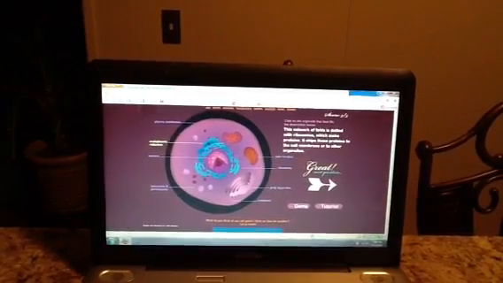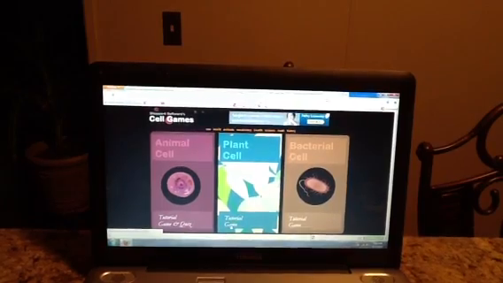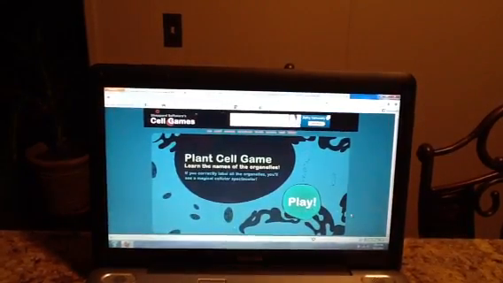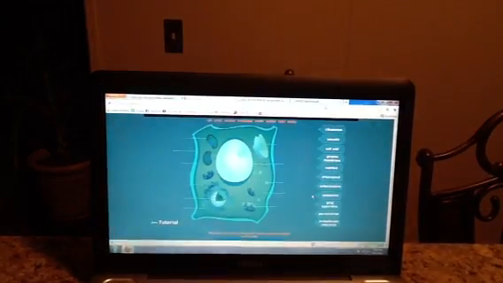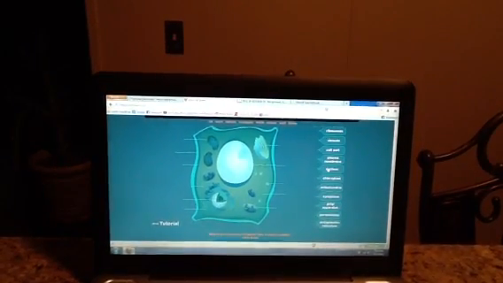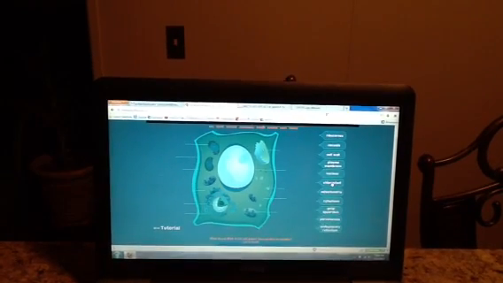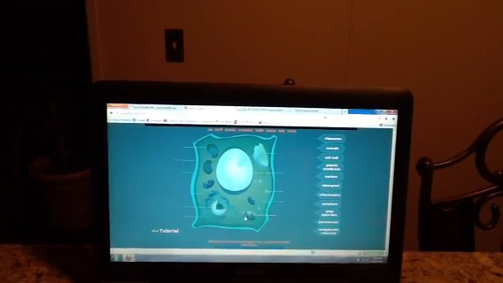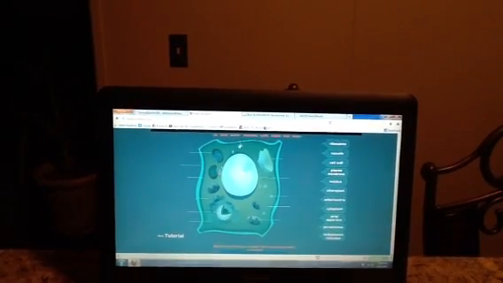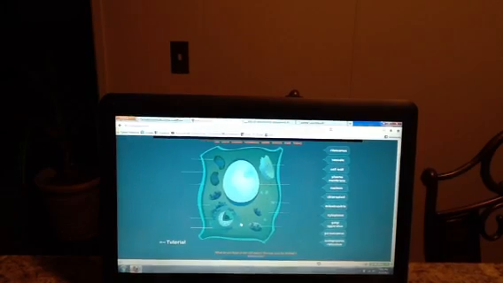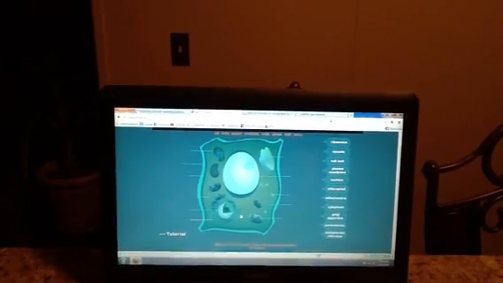Now let's go back here and take a look at the plant cell. Alright. Now the plant cell also has a game, just like the animal cell, where you can match up stuff like the nucleus, which is right there, and the chloroplasts, which are these little things right here that do photosynthesis. Once again, you'll have the ability to match all of the organelles to the correct position. But the plant cell actually doesn't have a quiz.